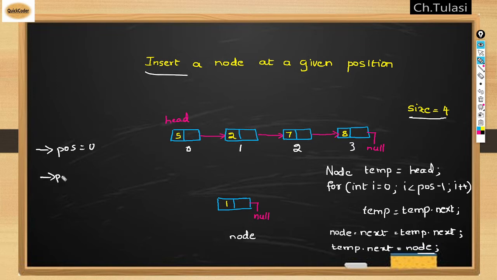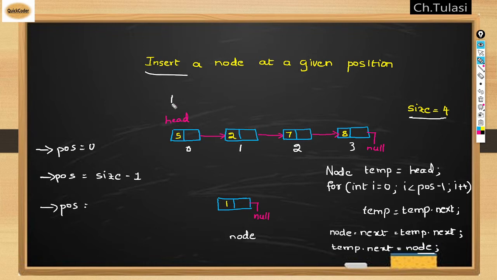And what happens if my position is equal to size minus 1? It means I want to insert a node at the last position. That is nothing but inserting a node at last. We already implemented it. So what happens if my position is in between these? Let's see that.